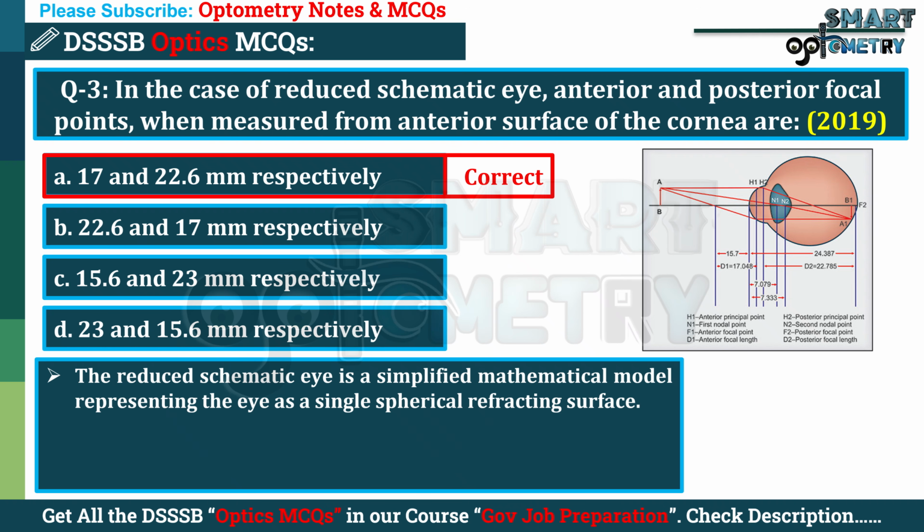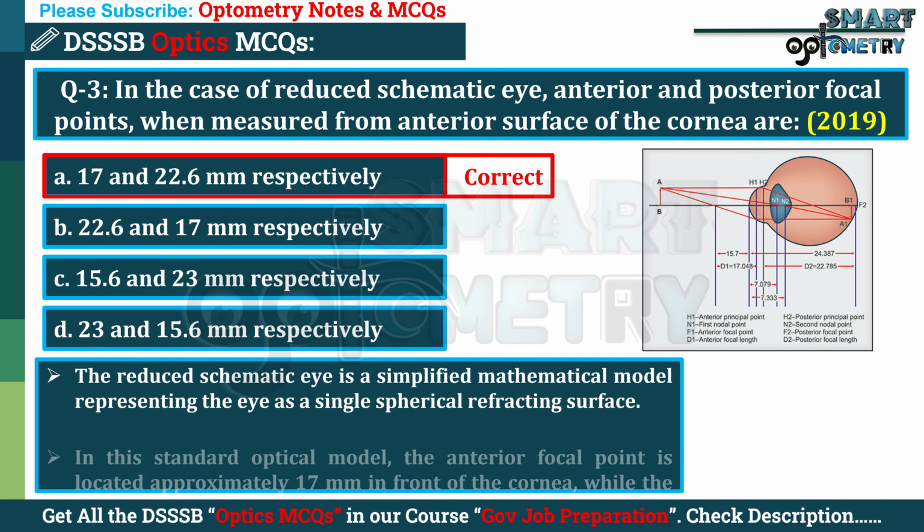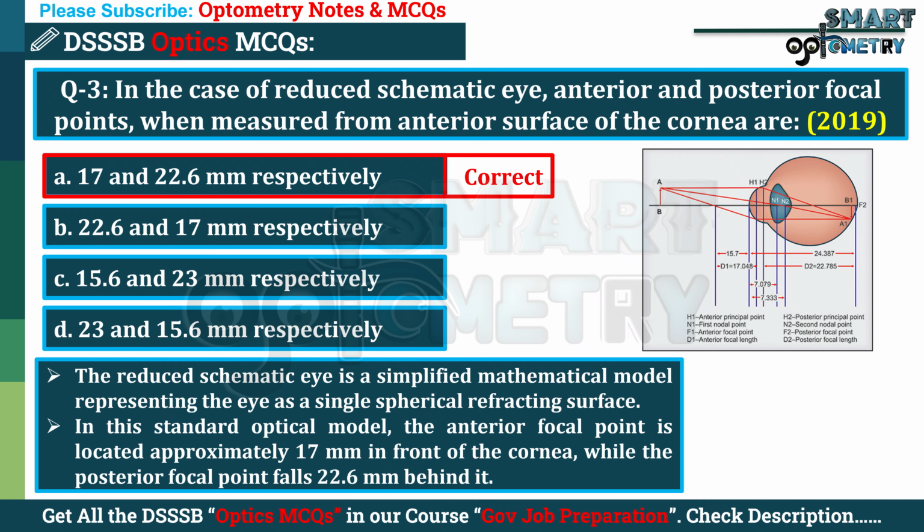Explanation: the reduced schematic eye is a simplified mathematical model representing the eye as a single spherical refracting surface. In this standard optical model, the anterior focal point is located approximately 17 mm in front of the cornea, while the posterior focal point falls 22.6 mm behind it.